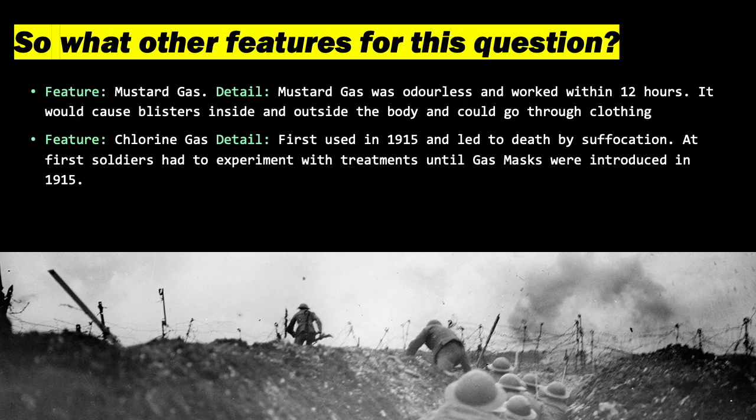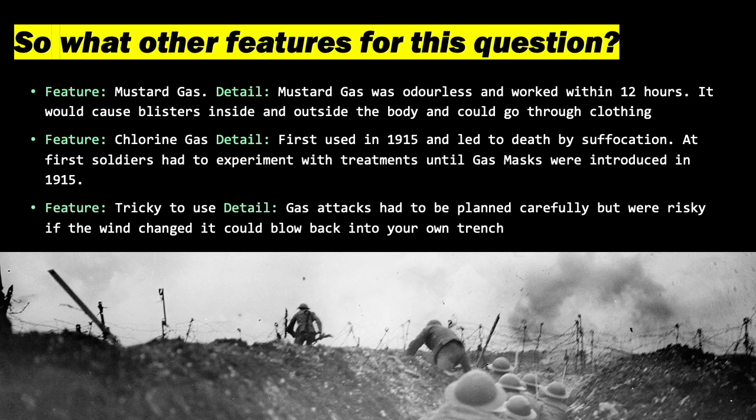You could do phosgene gas, of course. All of these are on the earlier image to remind you of the detail. Or you could go a little bit curveball and do a feature that it's quite tricky to use, mentioning that the attack has to be planned quite carefully, but they're risky because if the wind changes, it could blow back into your own trench, or details like that. So you can see here that there's quite a lot for you to say in the gas attacks question, if we get a gas attacks question in the summer. But the knowledge that you need is kind of minimal, but you do need to be clear that your knowledge matches up to the feature. All right, so again, hopefully that makes sense for this question, and then we'll move on to the second feature question of your mock paper.